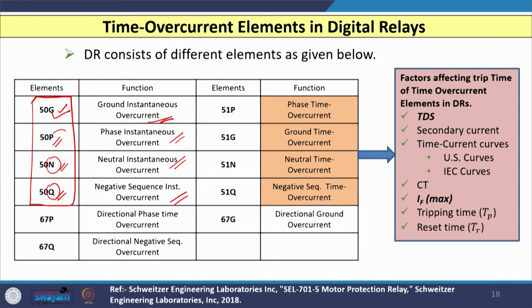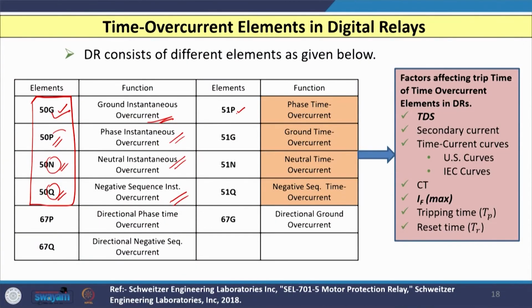This indicates that if we wish to achieve instantaneous protection, maybe for ground, phase, neutral or negative sequence, then we have to select these elements. On the other hand, if we want some time delayed protection against a particular short circuit, let us say 51P is defined, which means that it is the phase time overcurrent element, 51G is the ground time overcurrent element, 51N is the neutral time overcurrent element and 51Q is the negative sequence time overcurrent element. Here again you can see the number 51 is common, which indicates this is time delayed protection. So, if we want to achieve time delayed protection for phase, ground, neutral or in case of negative sequence component generation, then we have to go for these 4 elements.